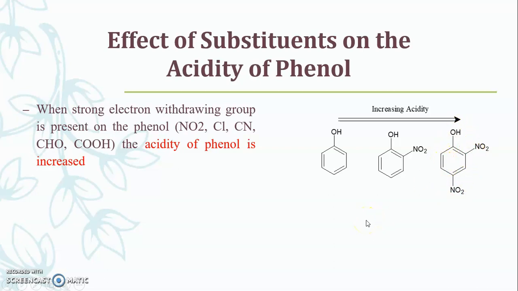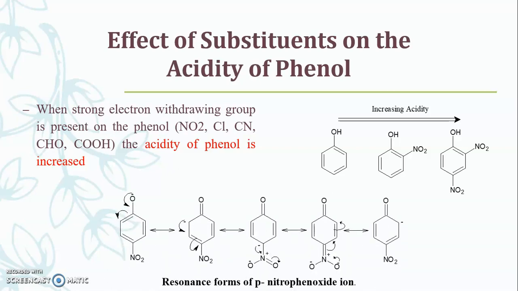So as you increase the number of electron withdrawing groups, the acidity of that particular phenol increases. Here the phenol does not have any substituent. Here this phenol has one nitro group as a substituent, and in the third example this phenol has two nitro groups as substituents. So if we go on increasing the substituents on the phenol, it increases the acidity. Further, these phenolic compounds are stable due to their resonating structures.